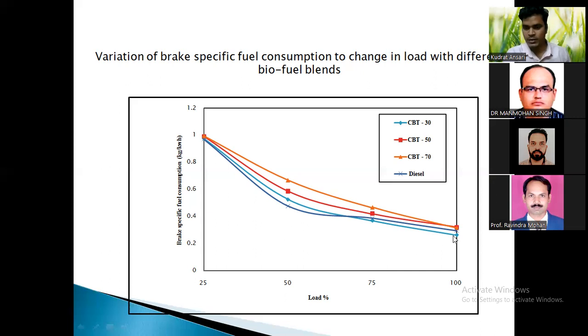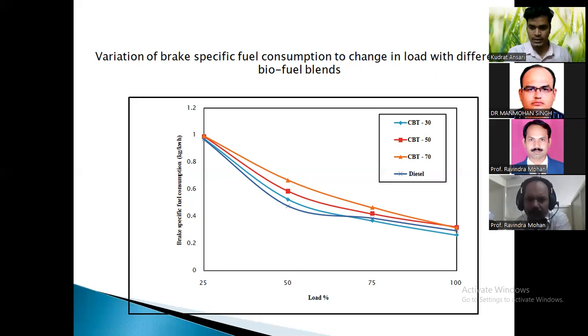So at 100% load, you have to fulfill the criteria for obtaining the minimum fuel consumption, and CBT fulfills that.